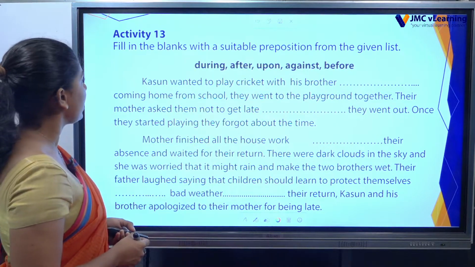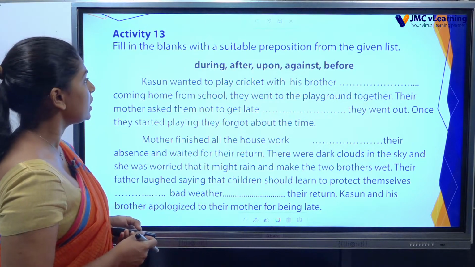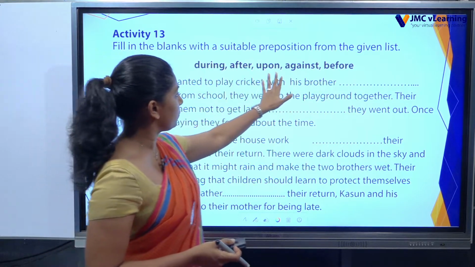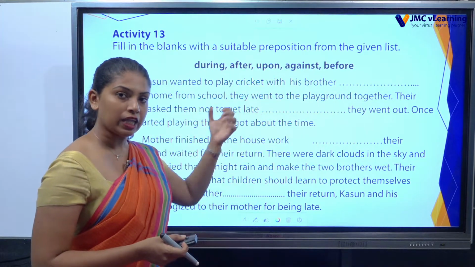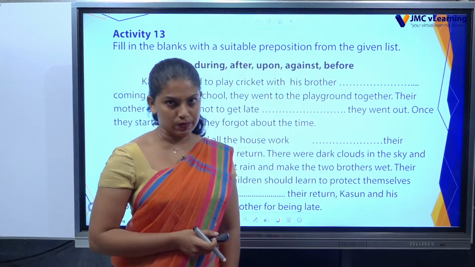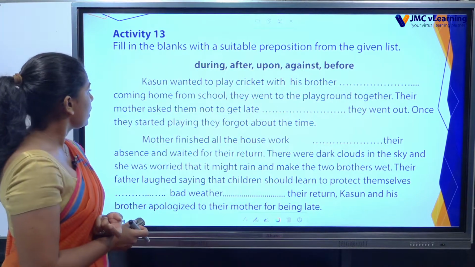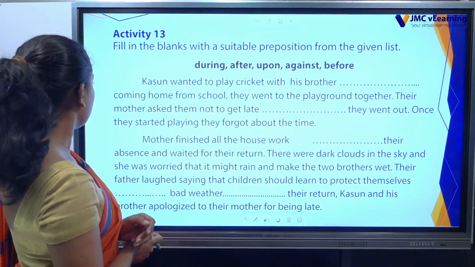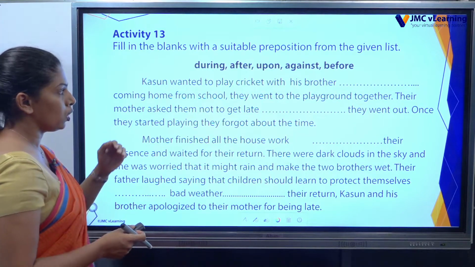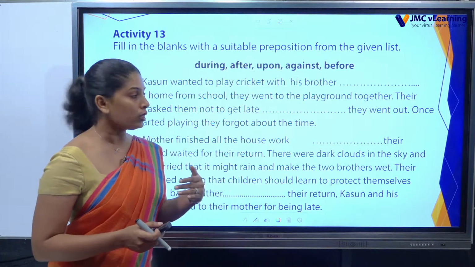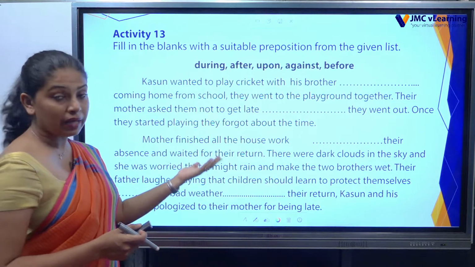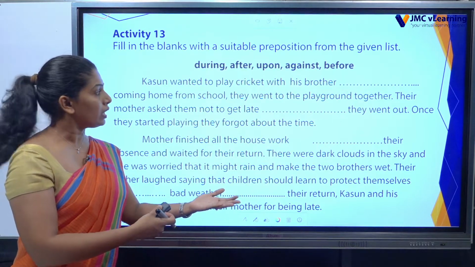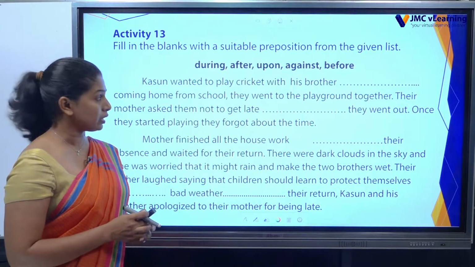Then fill in the blanks with a suitable preposition from the given list. Again, we are given a list: during, after, upon, against, before. Now we have to select the correct one and fill the gaps. Okay, let's go through the paragraph. Kasun wanted to play cricket with his brother blank coming home from school. So how can he play with his brother? When he was in school, he can't play. So he has to come to his house.